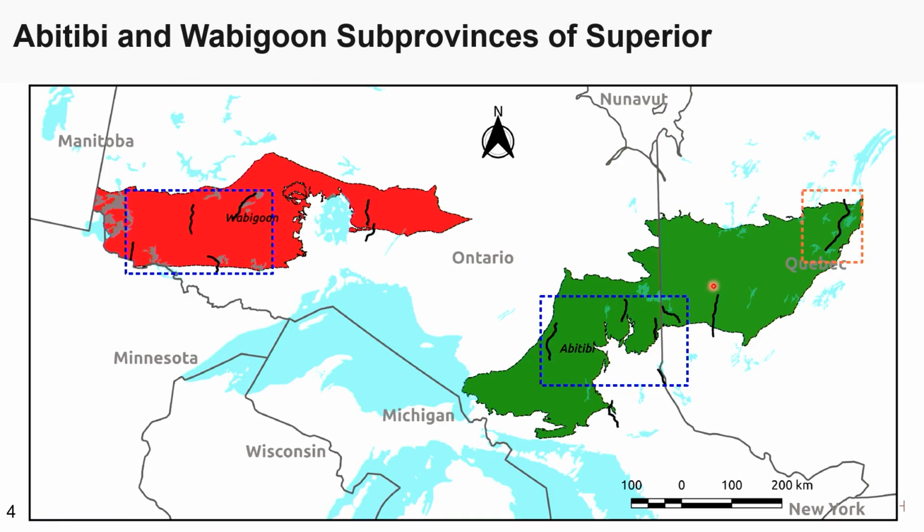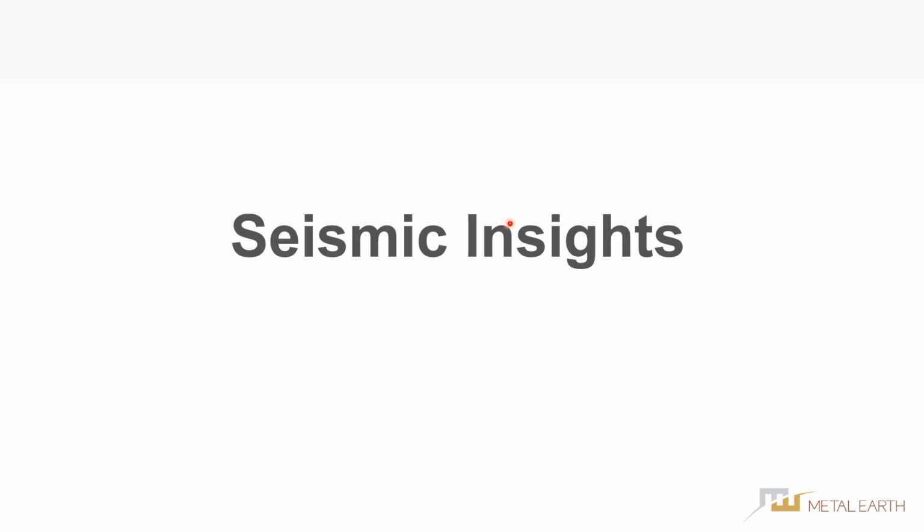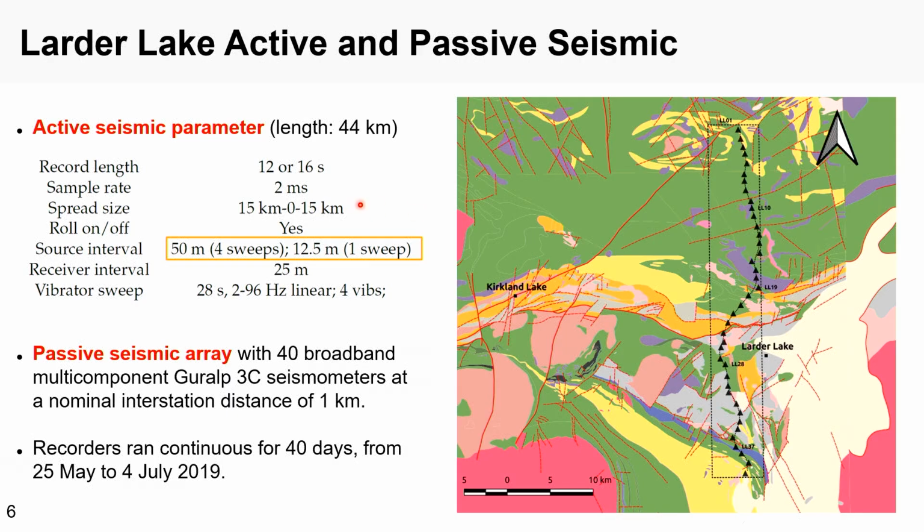Again, just focus on what the Abitibi and the Wabigoon zones are, and how we were trying to compare a fertile zone to something that looks less fertile in the Wabigoon. So going to seismic, what seismic insights did we get? I'm just going to focus on Larder Lake. Glad that Richard talked about that.